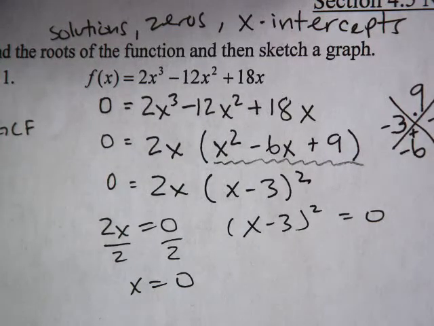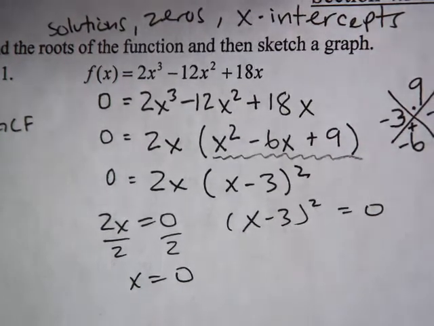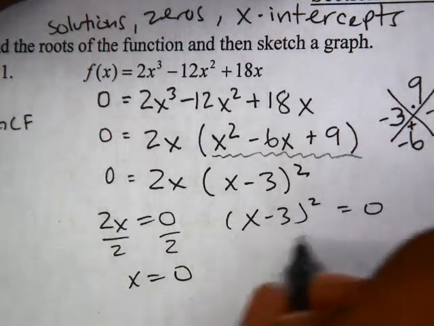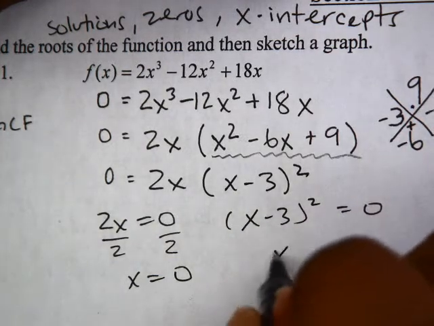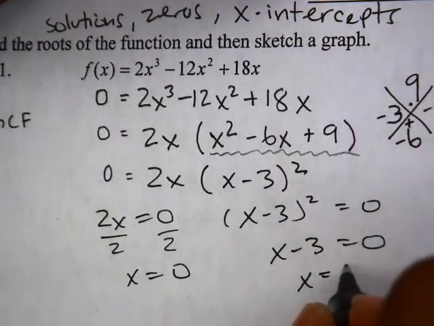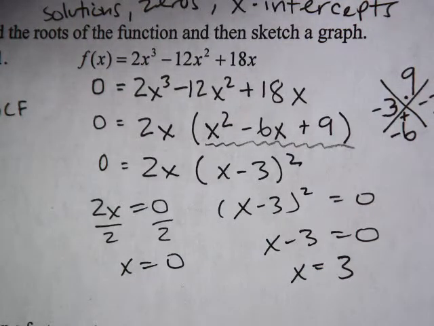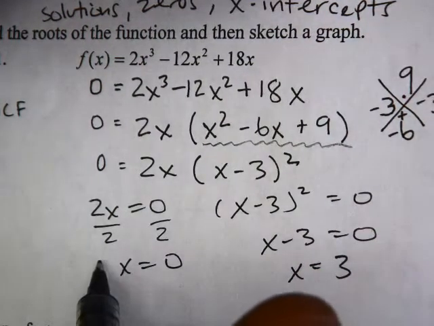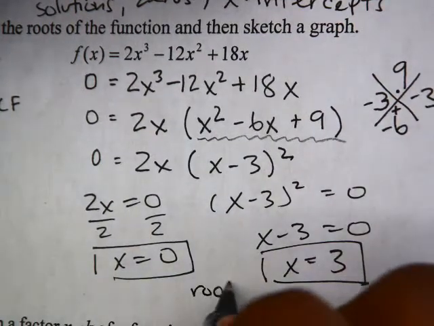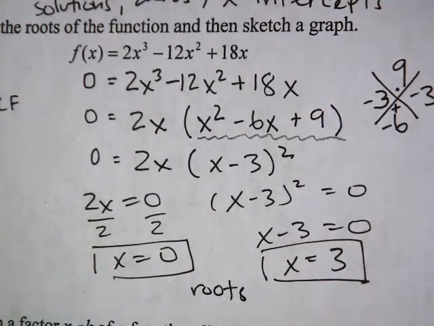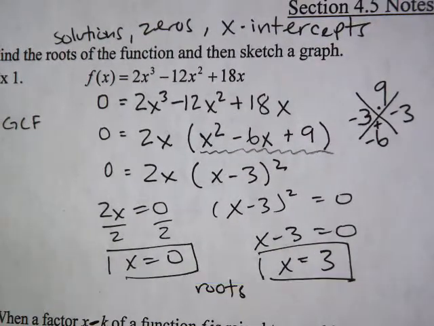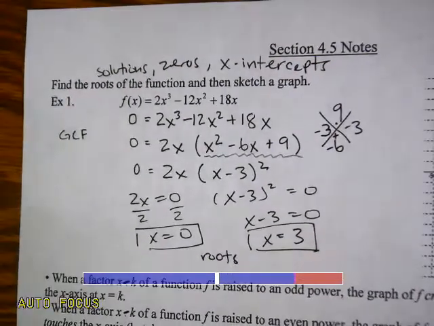One of the spots where my graph either crosses or touches the x-axis. And here, if I square root both sides, square root of 0 is 0, so I have x minus 3 equals 0. And then I get x equals positive 3. Okay. So those are the roots. How are the roots going to help me graph? Well, they tell me where it intersects or touches the x-axis. But also tell me how.